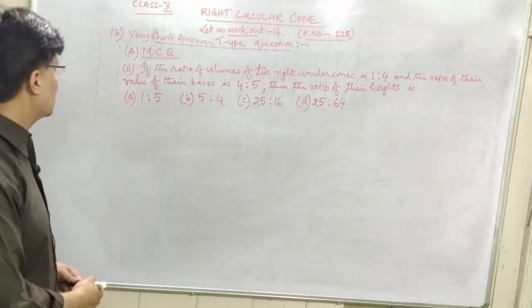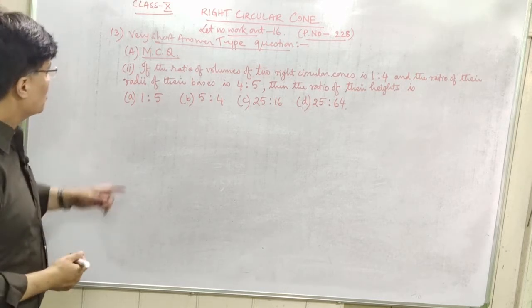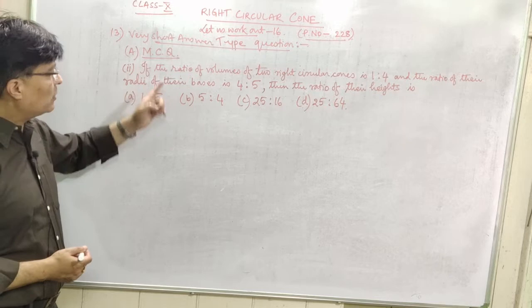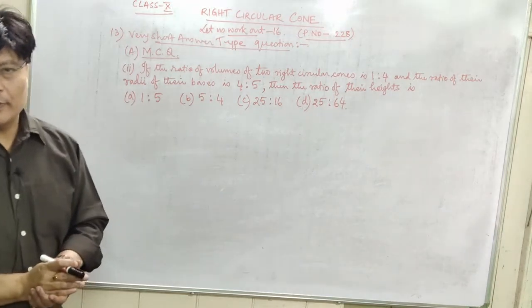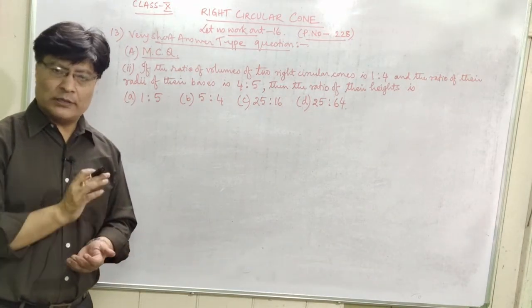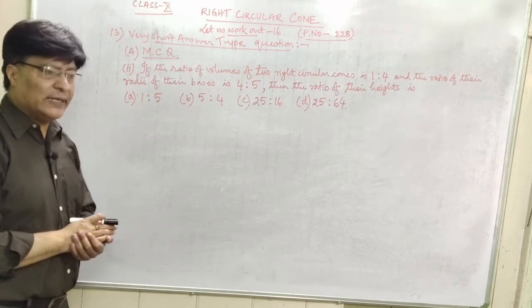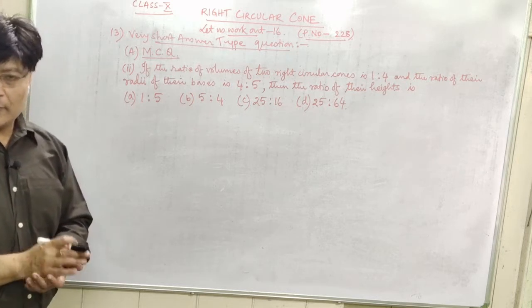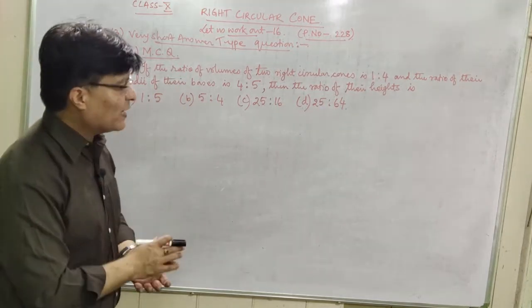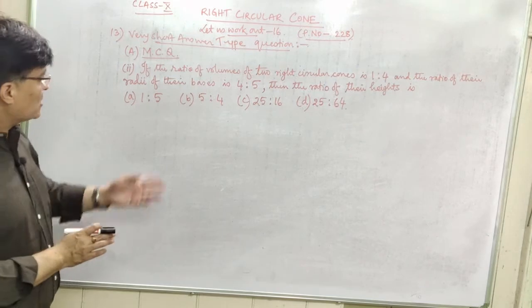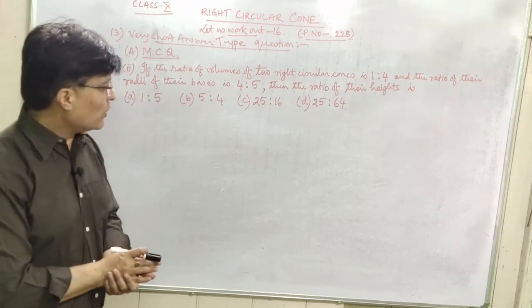So now we'll do the next question, that is question number 2. This is from the same type of question, that is multiple choice question type. So question number 2, 13A number 2 is, if the ratio of volumes of two right circular cones is 1:4. There are two right circular cones, and the ratio of their volumes is given as 1:4. And the ratio of the radii of their bases is 4:5. Now we have to find out the ratio of the heights. Here the answers are given, that is A 1:5, B 5:4, C 25:16, D 25:64.